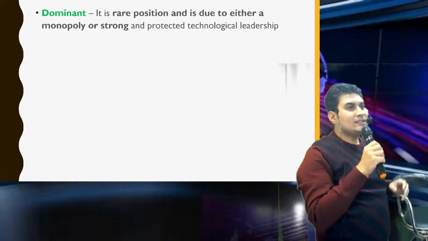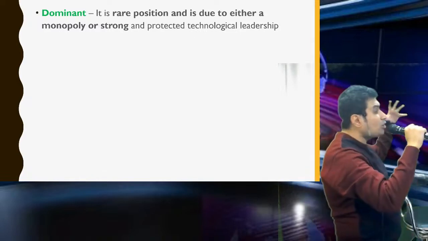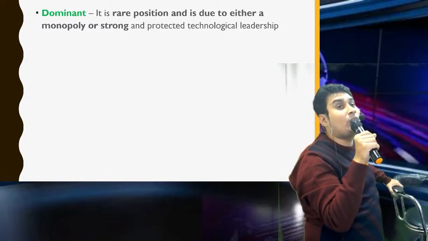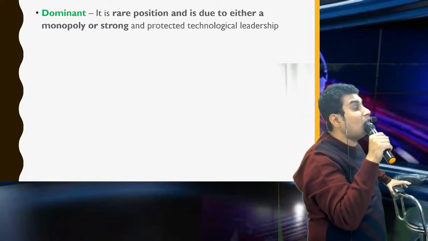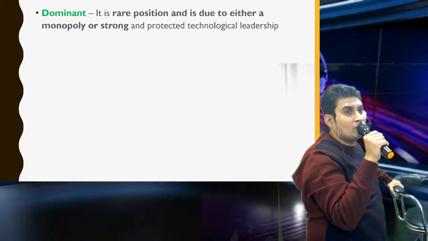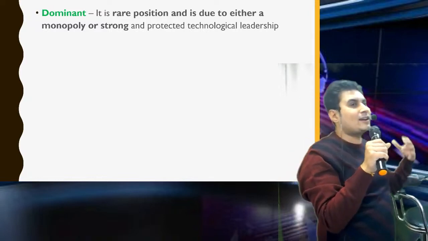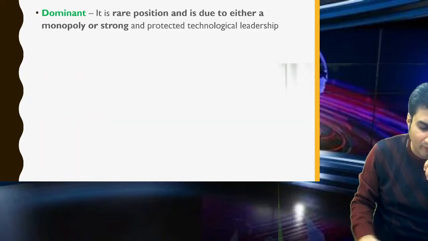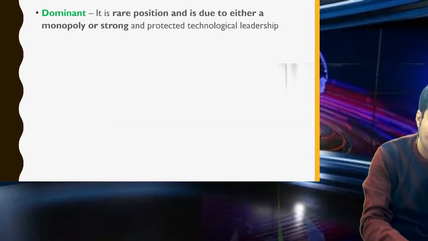What is dominant? It's a rare position, almost a monopoly. Tell me, what is dominant? It's a what position? Rare. Almost a monopoly. How is it possible? Due to strong and protected technological leadership. Such leadership is there, such technology is there which no one has. In English, we call it dominant.